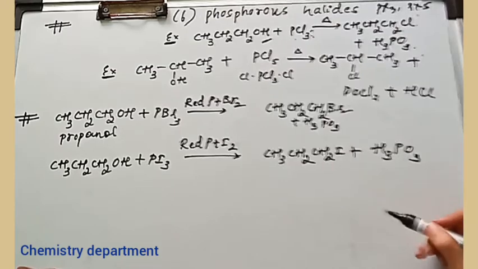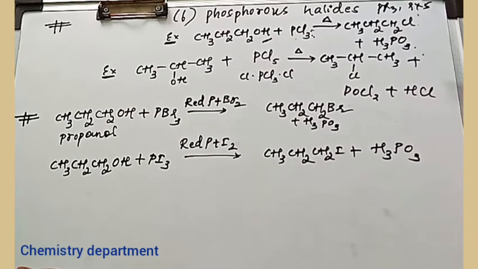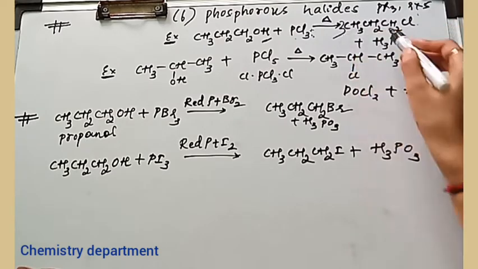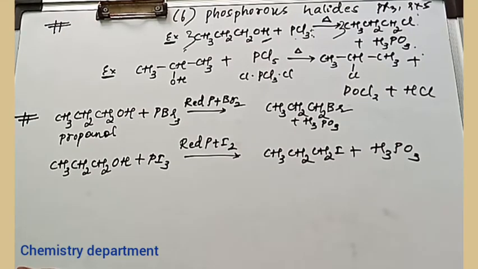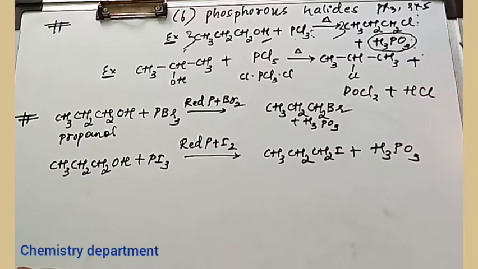You are going to get a chloropropane, along with the formation of H3PO3. This H3PO3 is nothing but phosphorus acid. Here you can see 3 Cl are there, so I'll make it as 3 alkyl group. So whenever PCl3 is used, along with the haloalkane, you are going to get a phosphorus acid.